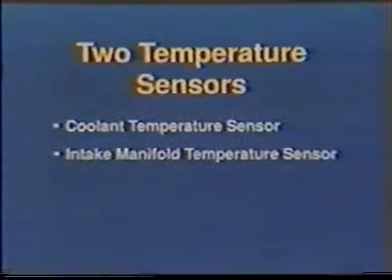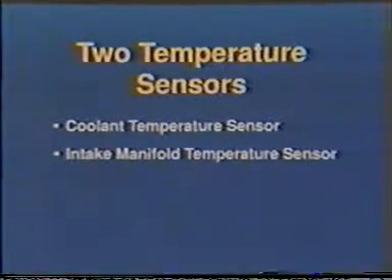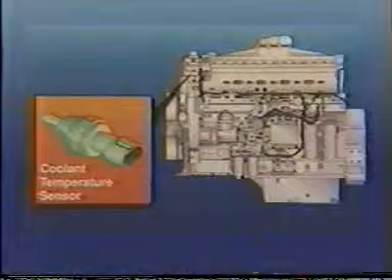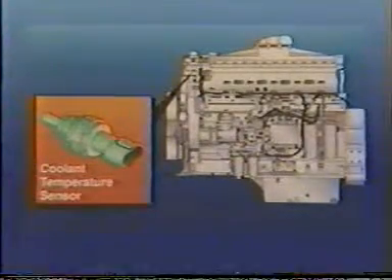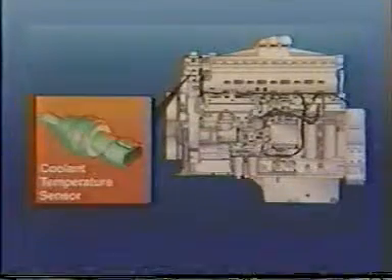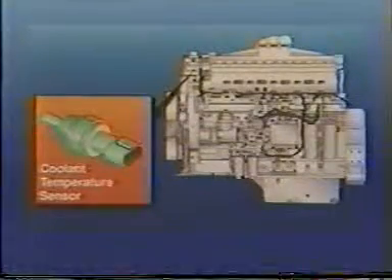There are two temperature sensors. The temperature sensors provide critical temperature information to the ECM. The temperature sensors are the coolant temperature sensor and the intake manifold temperature sensor. The coolant temperature sensor is mounted in the thermostat housing. The information this sensor obtains is utilized by the ECM to help make decisions for timing and engine protection.